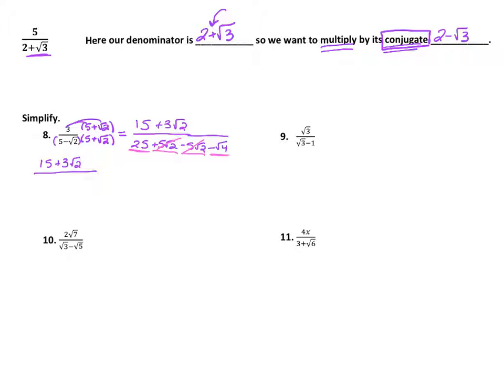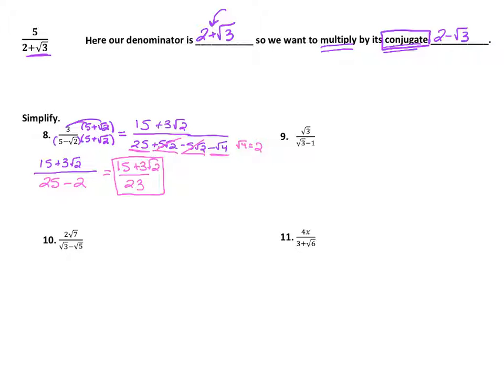Well, root 4 is 2. So I really just have 25 minus 2, which means my denominator will be 23. And this would be my final answer. So the conjugate allows us to simplify the denominator and remove the radical because our middle terms end up subtracting.